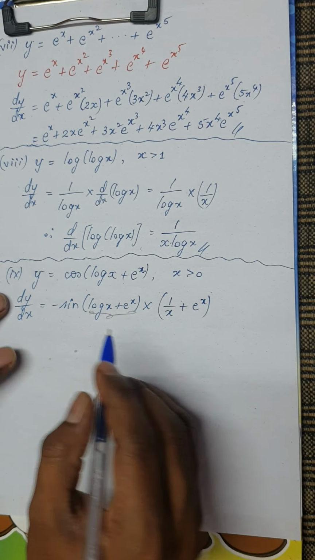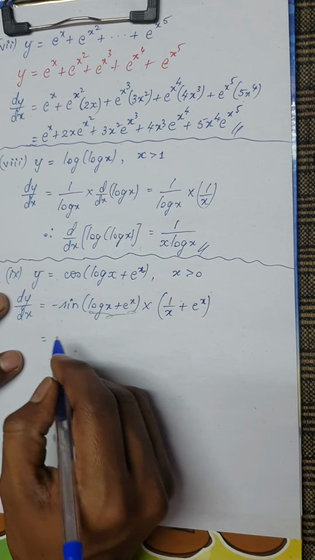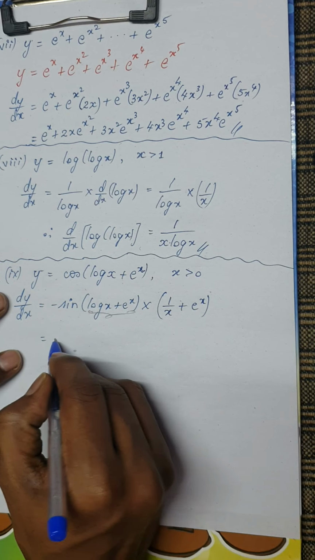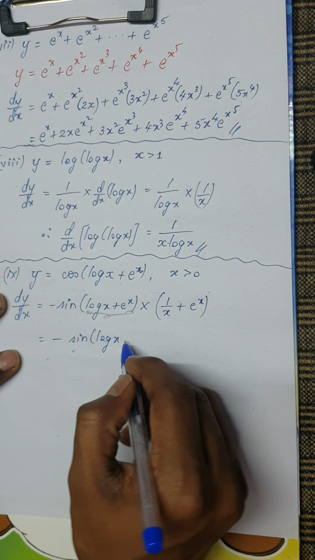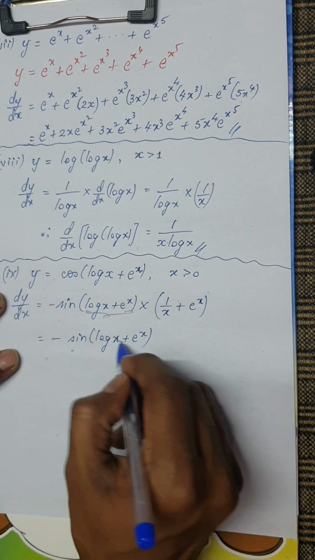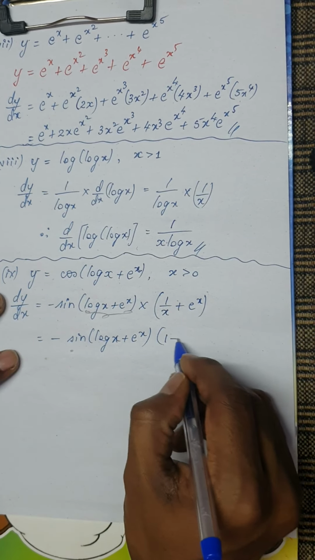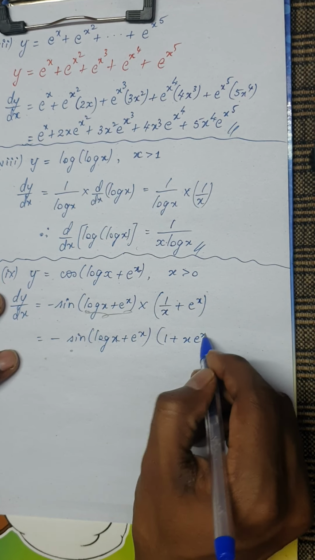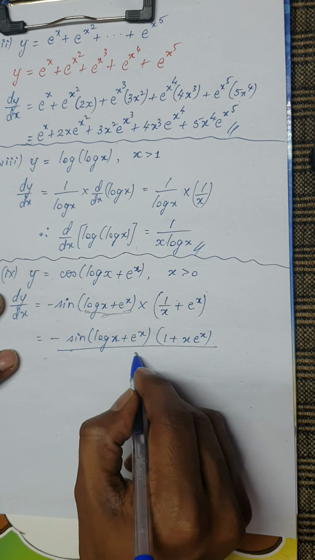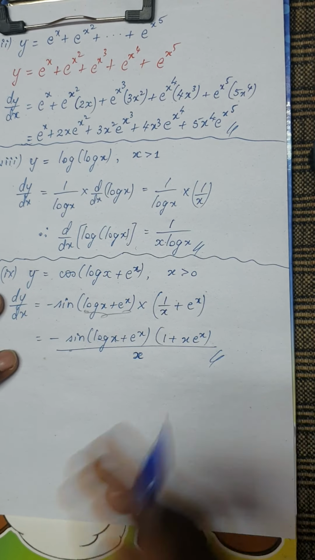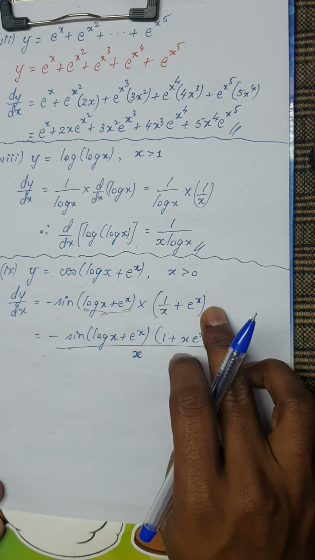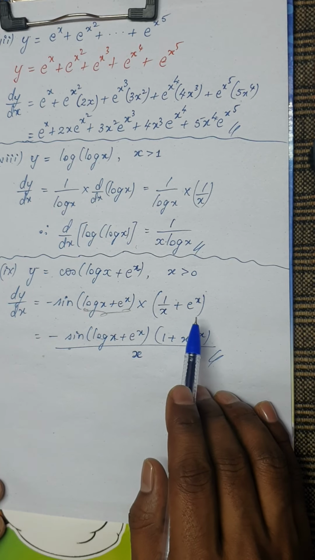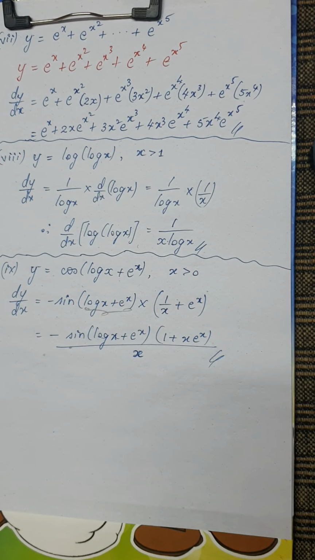So you can leave it here or you can write it in a simplified way like minus sine of log x plus e power of x into, if you take the LCM, you will get 1 plus x into e power of x whole divided by x. This is the simplified way. You can keep it here. If they just ask you to find the dy by dx, you will still get 1 mark.